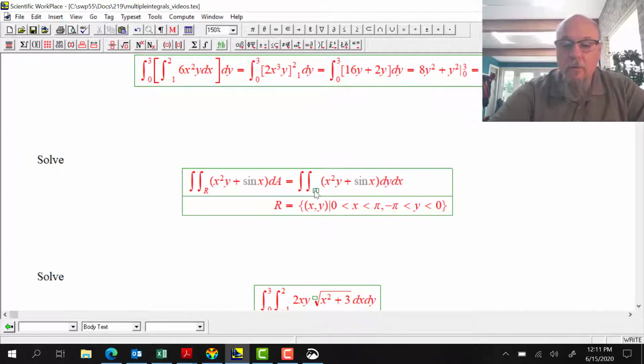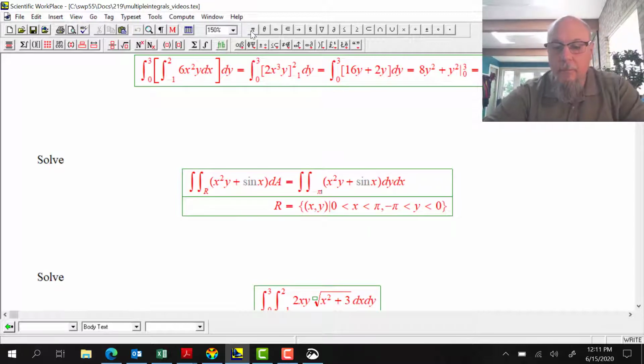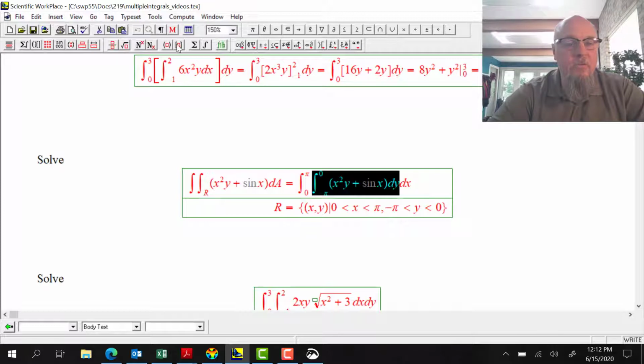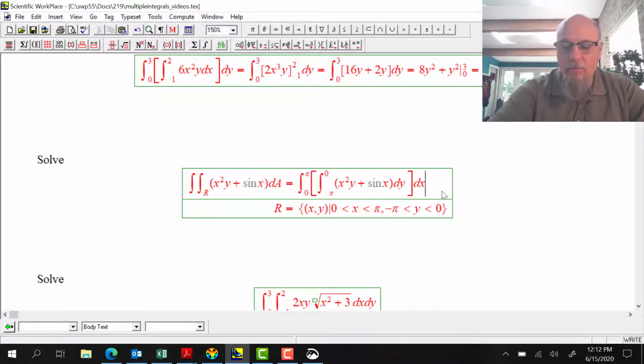That means I'm doing y first. Y goes from minus pi to 0. And then the outside integration is for the x's, and x's go from 0 to pi. Now I've incorporated that region. Now it's just do this mechanically. I'm going to integrate the inner integral with respect to y.